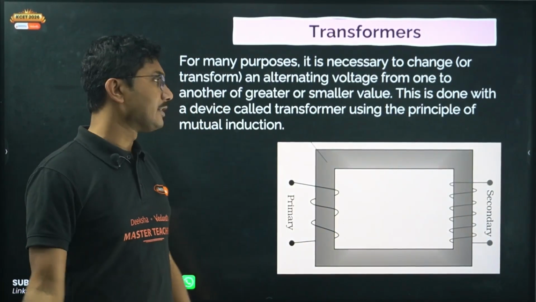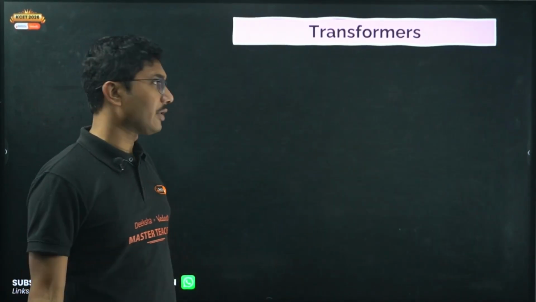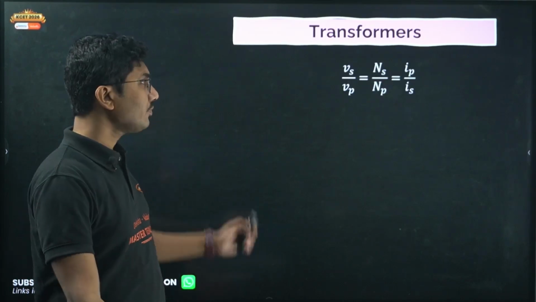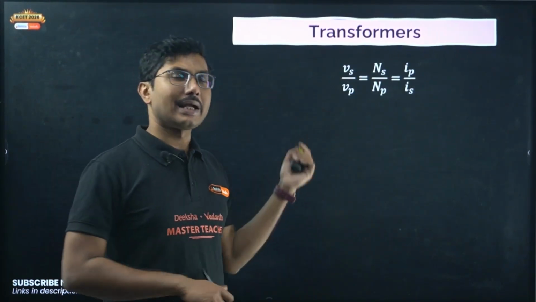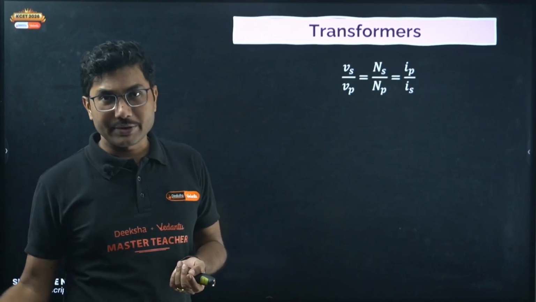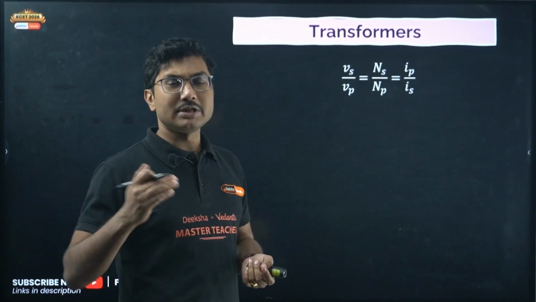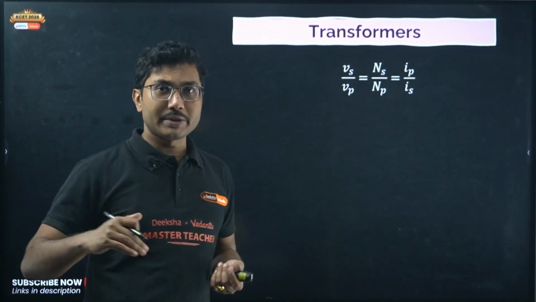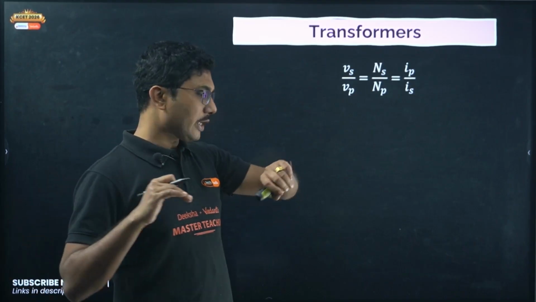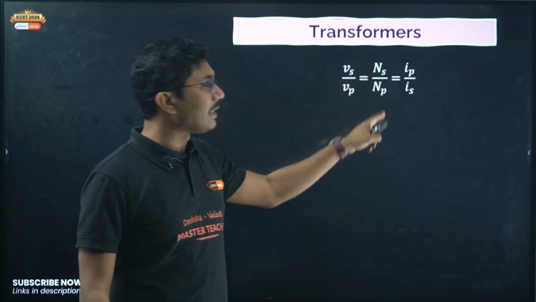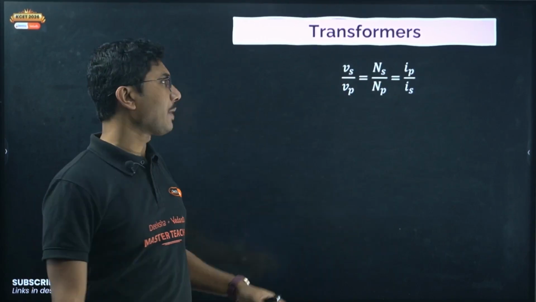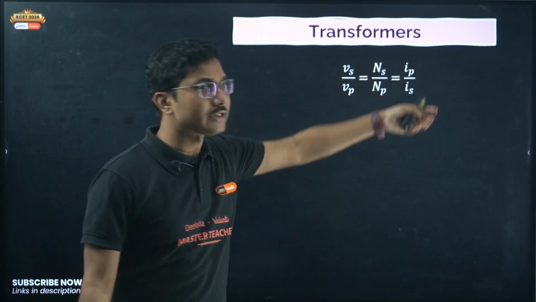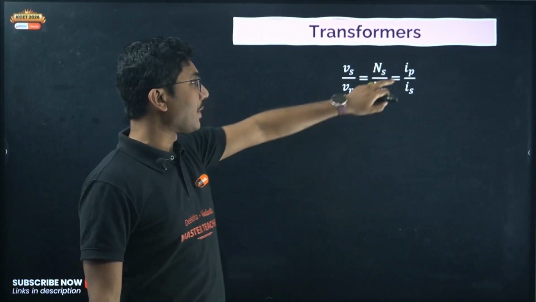The transformer is the most important device for our power supply, and based on the number of turns in the primary and secondary, it can be a step up transformer or a step down transformer. Step up means you are increasing the voltage, step down means you are decreasing the voltage. NS by NP is the ratio of the number of turns in the secondary to the primary, and the current ratio is the reverse of that in the primary and secondary.